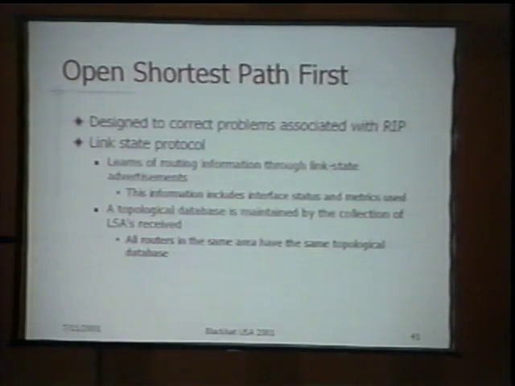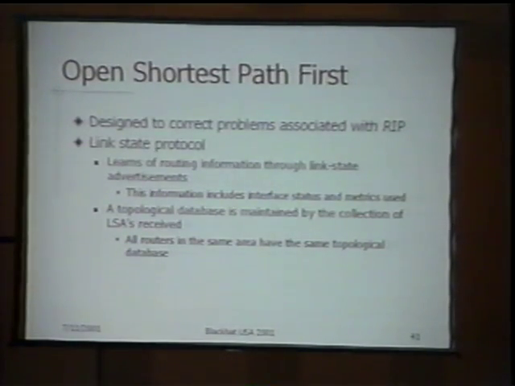Now, this is a much easier protocol to take and convert into link state information or an exact topology graph, because that's exactly what the OSPF protocol does. That's one of its pros over a distance vector protocol. It's designed to correct problems associated with RIP. One of the problems is exact network topology. Basically, that's why it's called a link state protocol. It learns the routing information through link state advertisements, LSAs, which are exactly descriptions of a connected graph, or which describe a network.